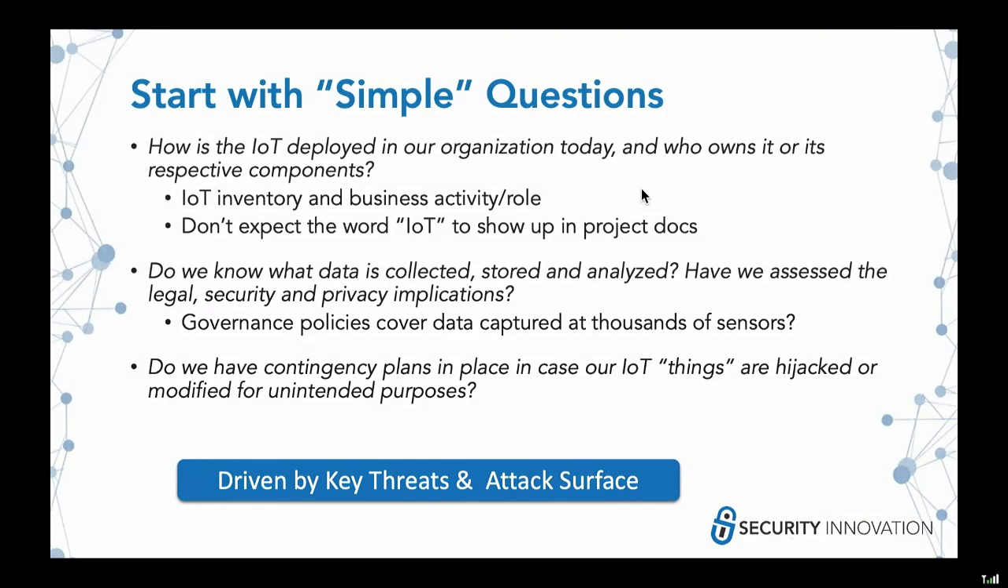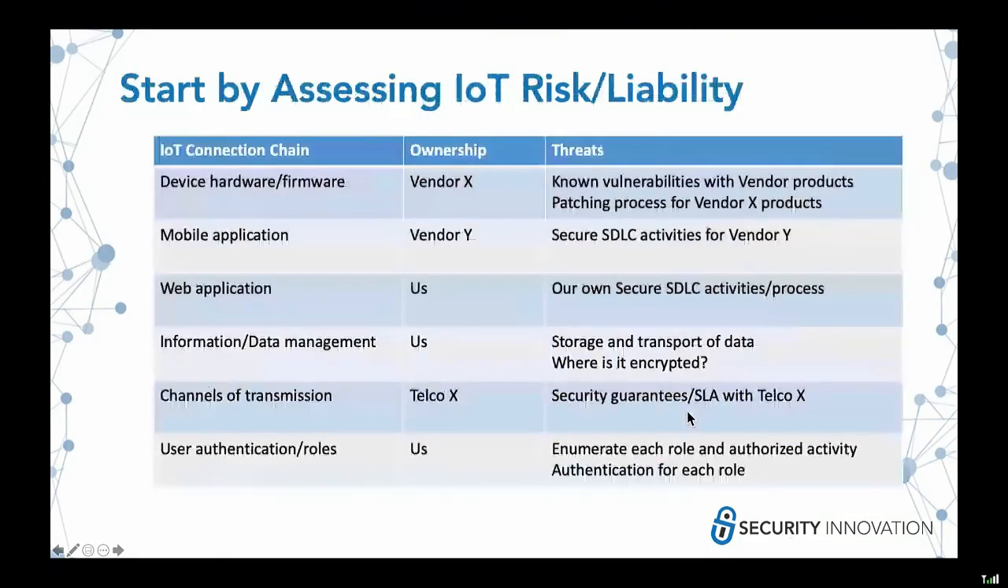And then third, probably most important, is do we have a contingency plan in case one of our things gets attacked? This, again, is something that you need to consider regardless of what thing you're putting into deployment. But with IoT, it gets a little bit more complicated because you don't necessarily own all of the infrastructure. And in many cases, you don't own most of it.